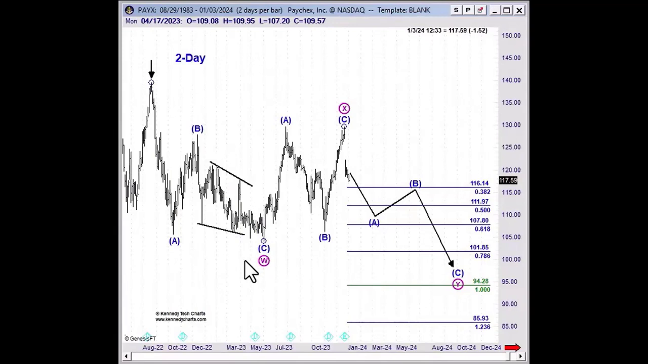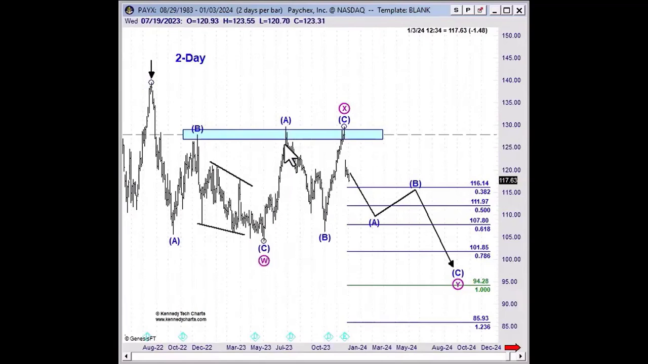Now, upon the completion of this ABC decline, what we're going to look for is an X wave, okay? Because we're working the larger complex correction. And remember what we talked about last week when we were doing analysis of the double zigzag. X waves tend to end at or near the extreme of wave B of wave W. And that's exactly where we saw prices move to.